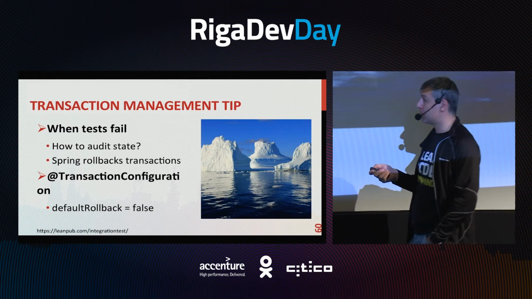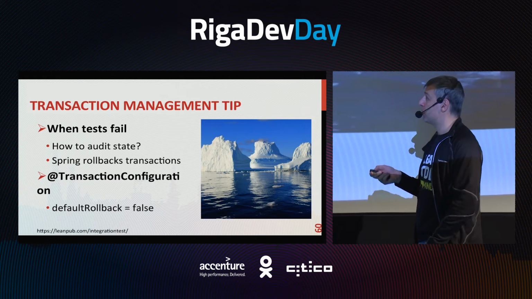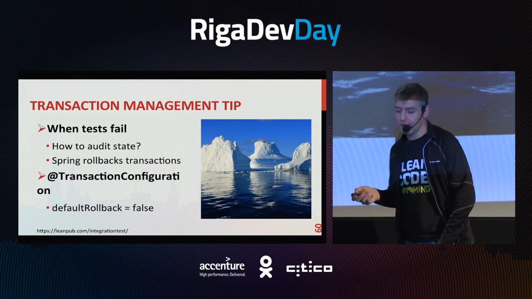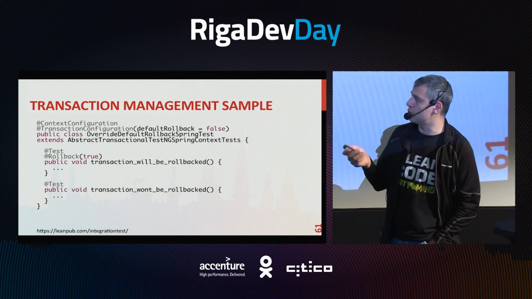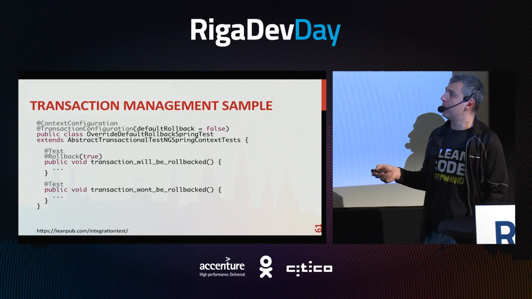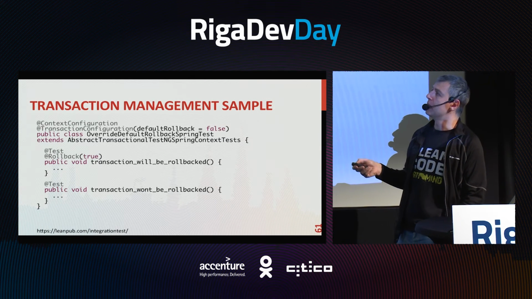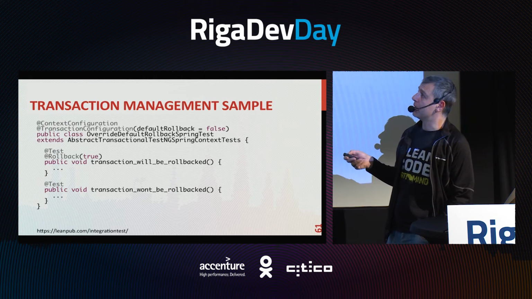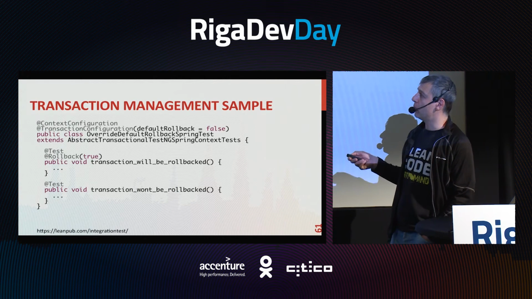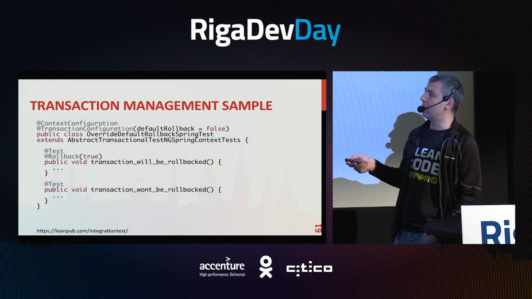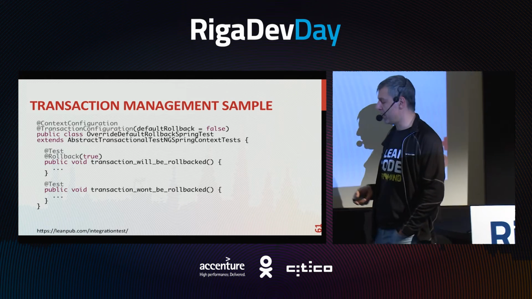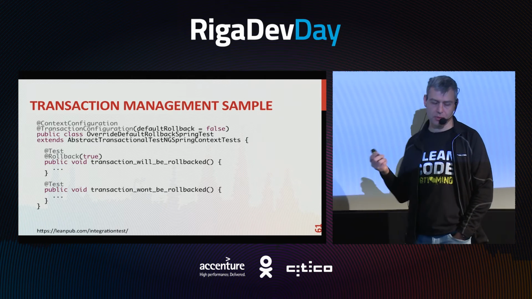So what you should do is use a transaction configuration and set defaultRollback equal to false. Of course, it's still possible to roll back some transactions by putting rollback true on a single method. Here, this method won't be rolled back, and this method will be rolled back, because I override the default rollback behavior. So it's still possible, you have to think about that.